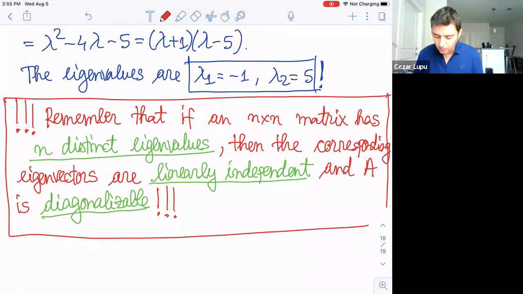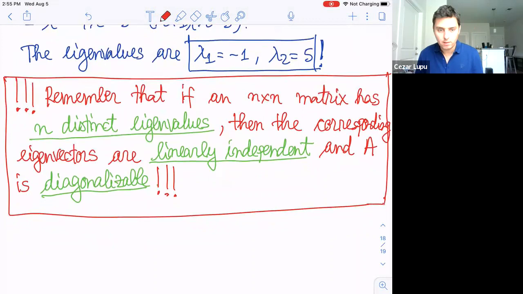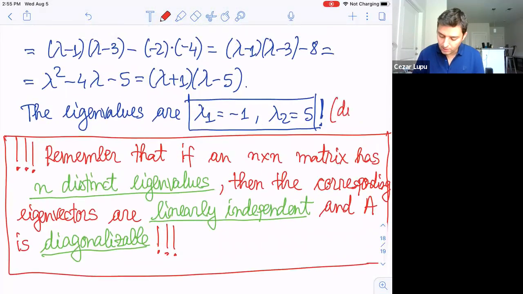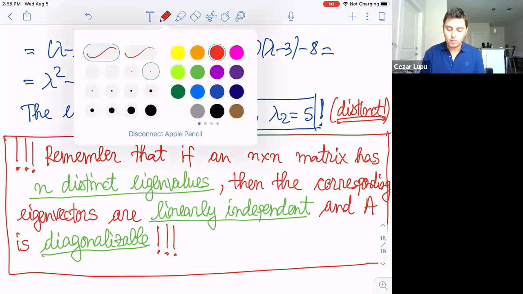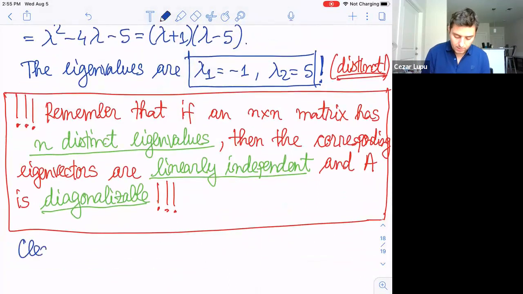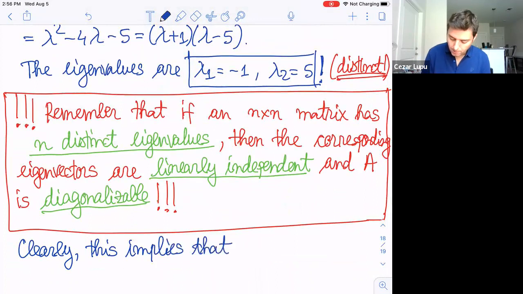So in our case, how many distinct eigenvalues do we have? Yes, they are distinct eigenvalues. Great. Then we can infer that A is diagonalizable.